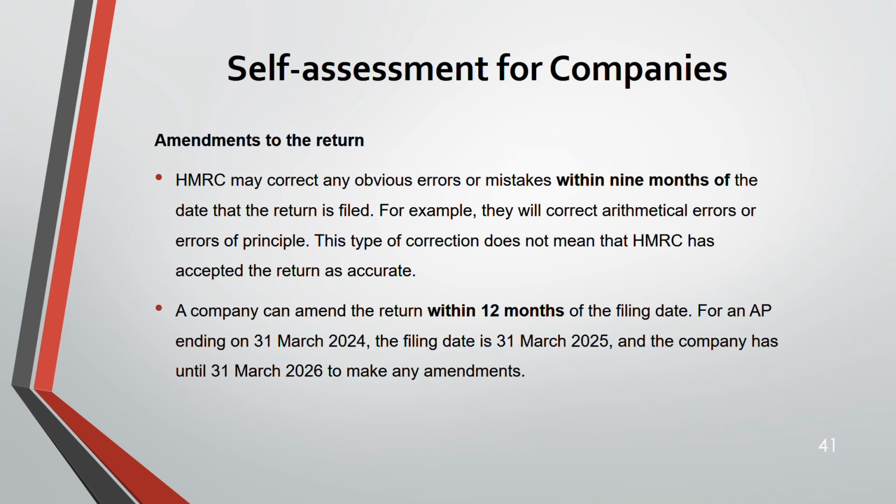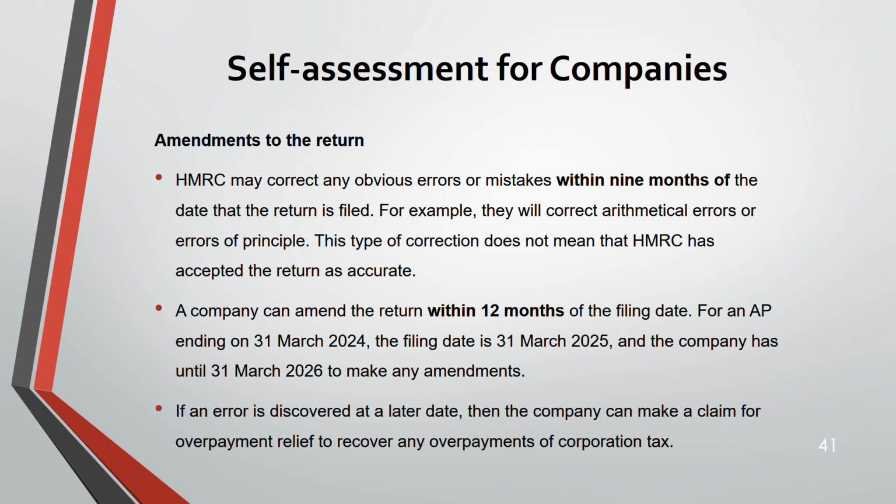Company can amend that. If HMRC corrects the mistake, it's within 9 months. If the company amends their return, it's within 12 months. 3 more months is given for the company. So let's say an AP is ending 31st March 2024. Filing date is 12 months after that, that is 31st March 2025. That means the company can make amendments up to 31st March 2026, another 1 year from the filing date.